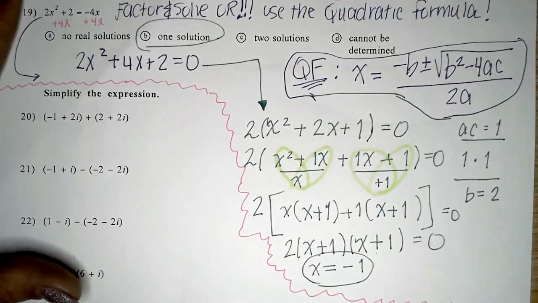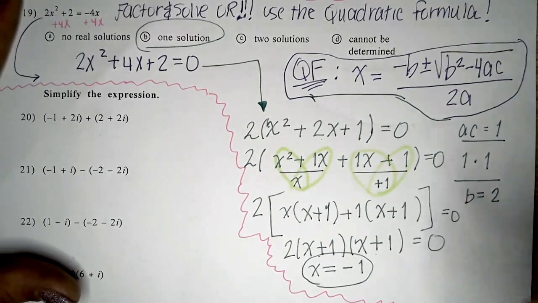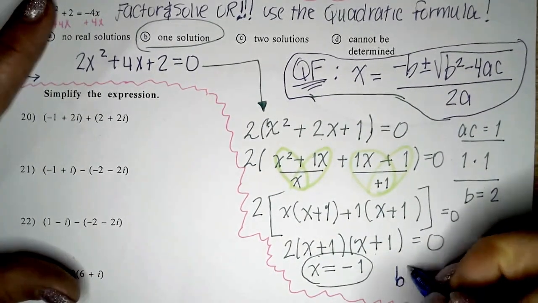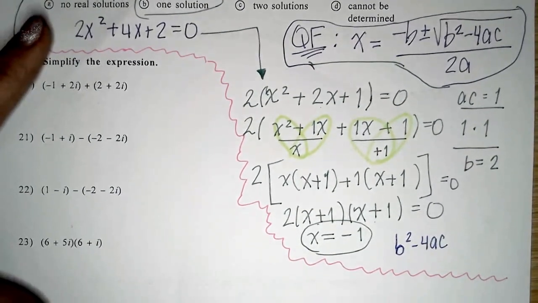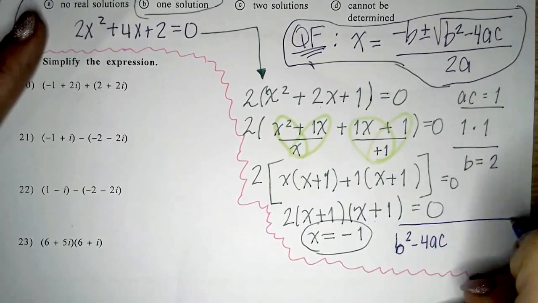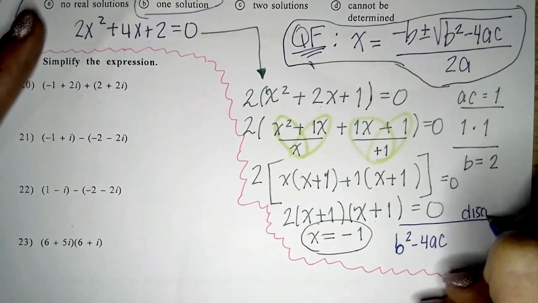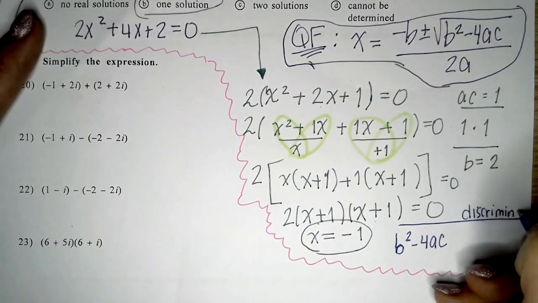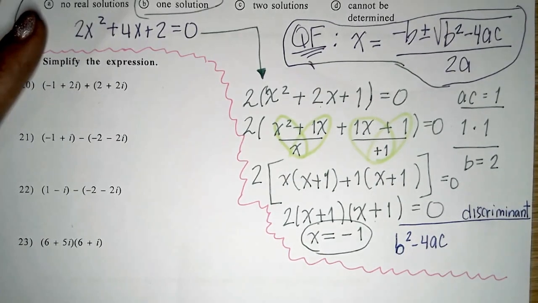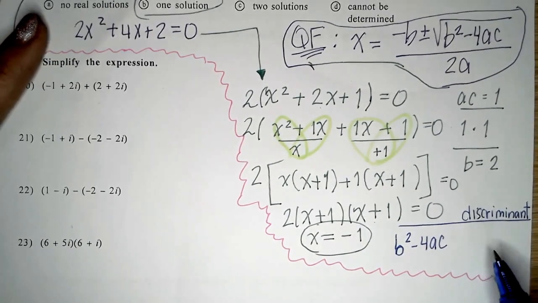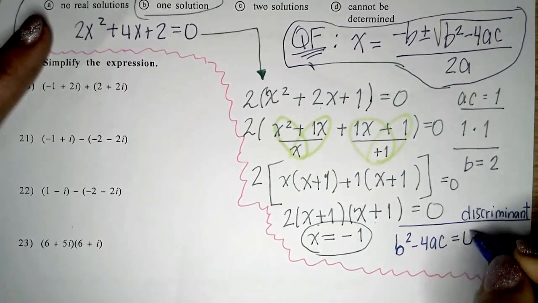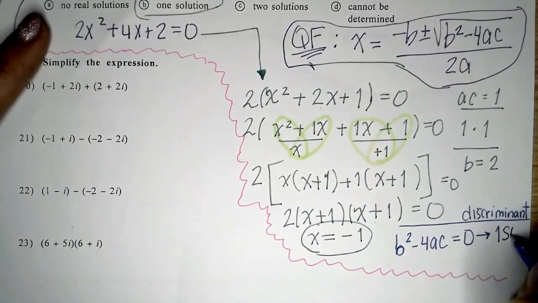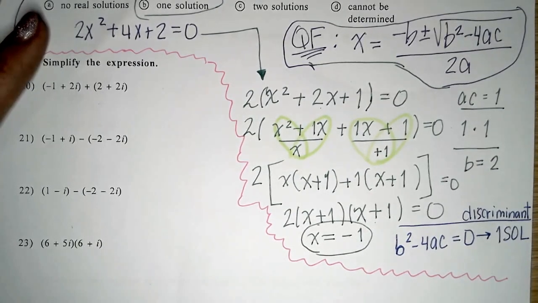So here's your trick, ready? I'm going to write the trick down here. Shortcut. B squared minus 4ac, that part of the quadratic formula, has a special name. It's called the discriminant, so it kind of sounds like discriminate. Basically, it's discriminating against types of answers. So if b squared minus 4ac equals 0, that means 1 solution. That's just a shortcut.